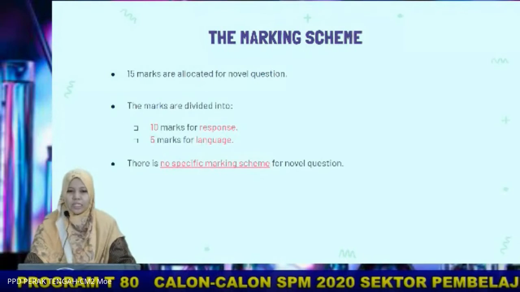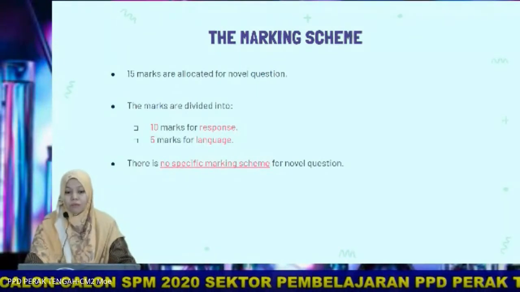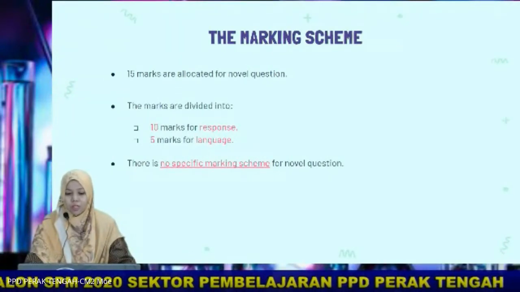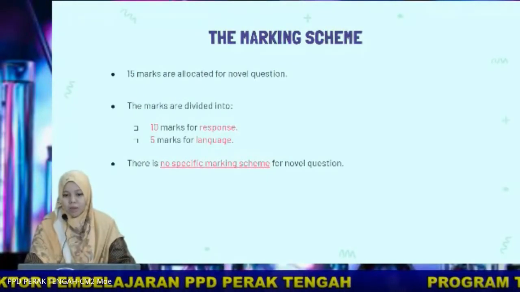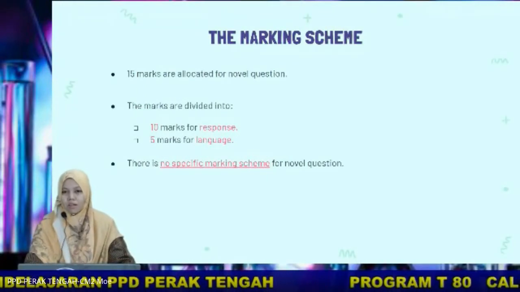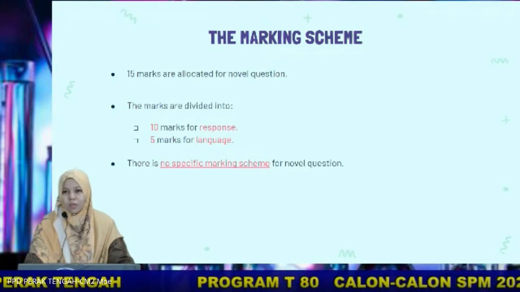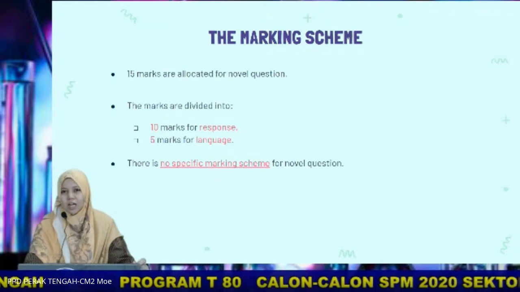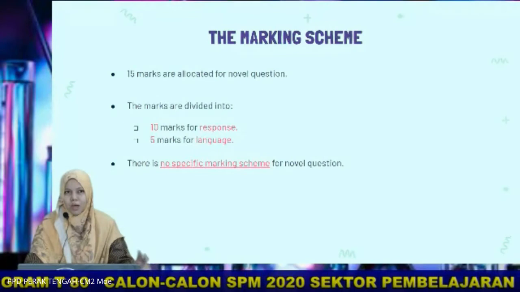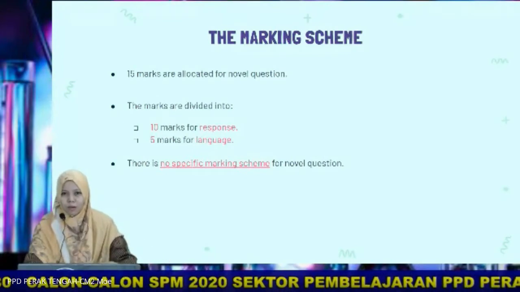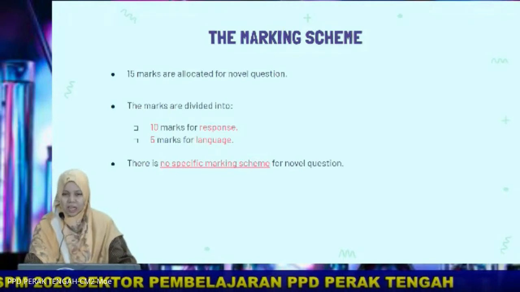Okay, so let's see the marking scheme. For the novel, we have 15 marks allocated for this question. The marks are divided into 2. There are 10 marks for the response and 5 marks for the language. There is no specific marking scheme for the novel questions. It means that we are not giving you marks according to what points you have. For example, you have 2 points, we have to give you 5 marks. So it's not like that. We are marking it holistically, okay?